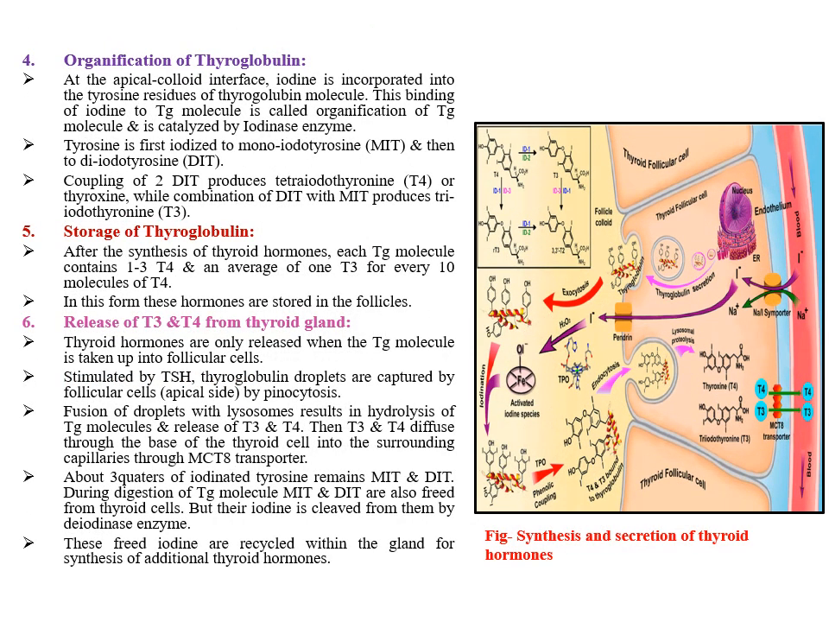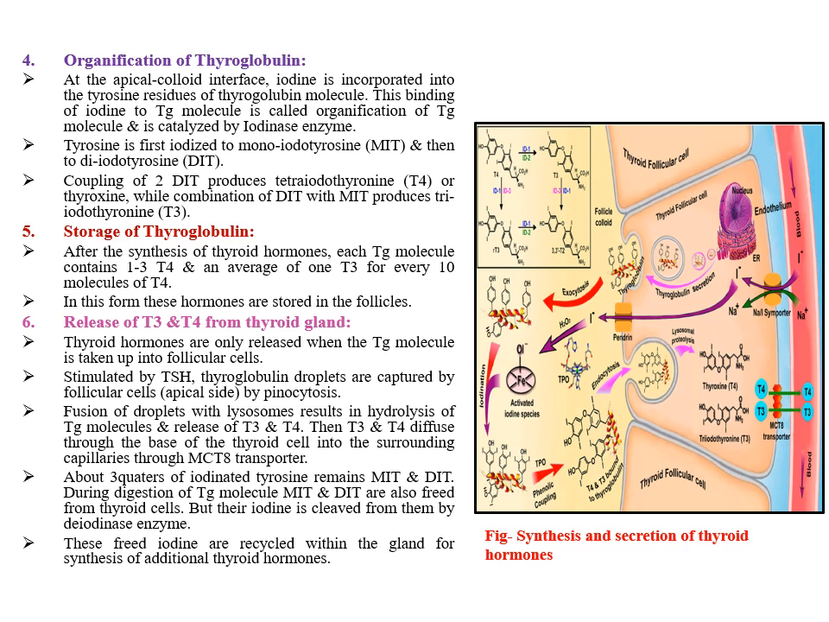the fourth step is organification of thyroglobulin. Once this iodide ion is oxidized to an iodine atom, there will be binding of this iodine atom with the tyrosine residue of the thyroglobulin molecule. This binding of iodine to the thyroglobulin molecule is called the organification of thyroglobulin, and this reaction is catalyzed by the enzyme iodinase. First this tyrosine residue is iodinated to monoiodotyrosine, that is MIT, having one iodine atom, and then to diiodotyrosine, that is DIT, having 2 iodine atoms.